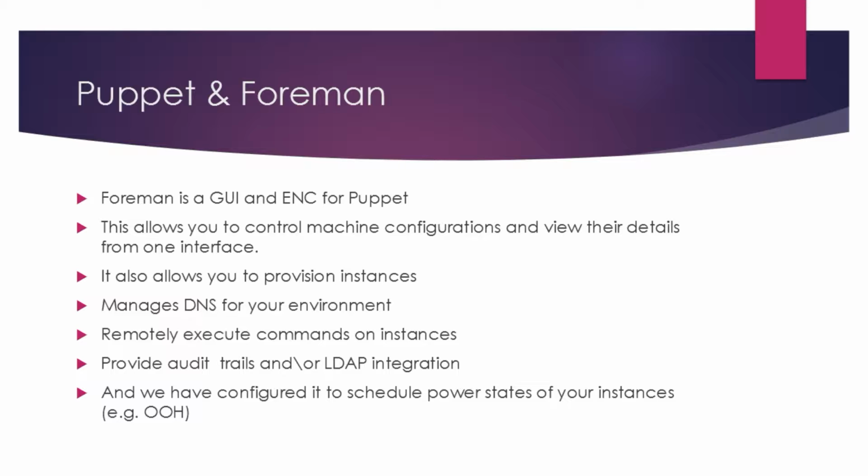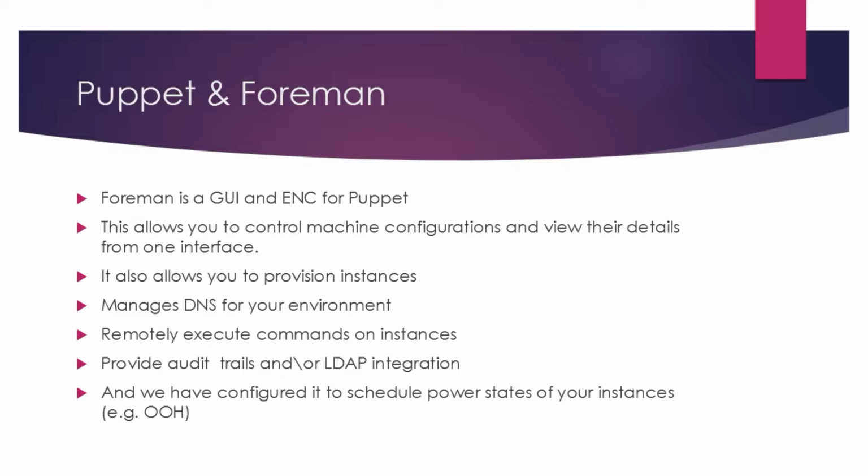CloudFormation, in this instance, is going to deploy us a Puppet and a Foreman server. This will be installed afresh on a brand new CentOS AMI, as will the Graylog server that we'll talk about in a moment. Foreman is a graphical user interface and external node classifier for Puppet. It allows us to control machine configurations, to view their details, and also provision machines all from one interface.